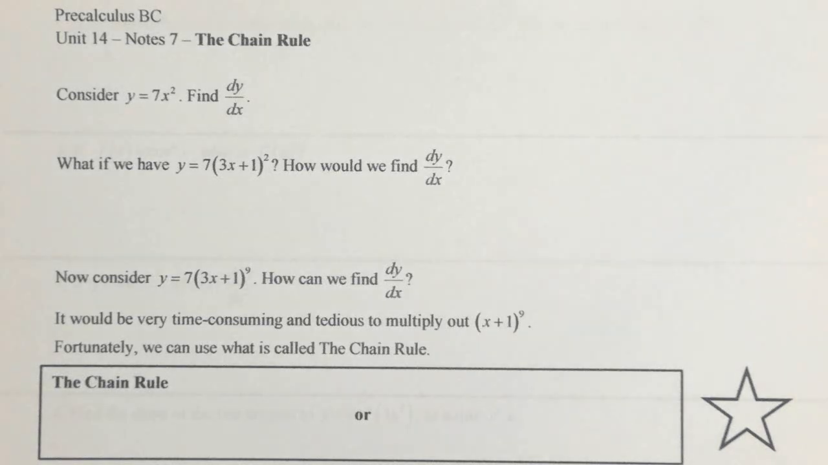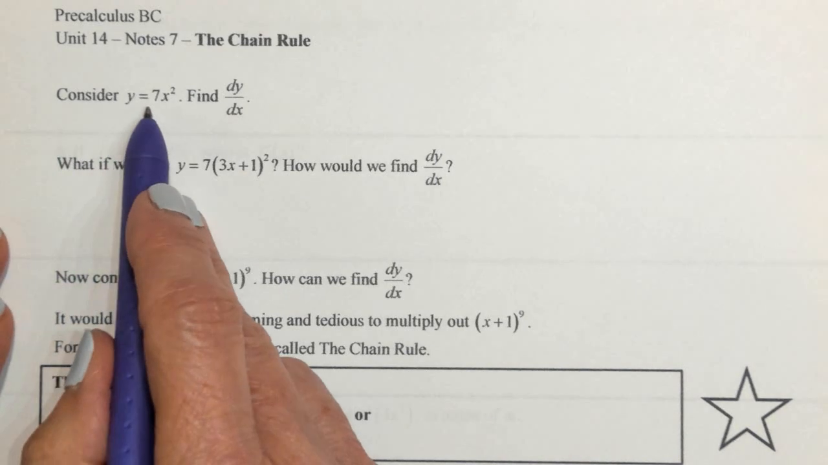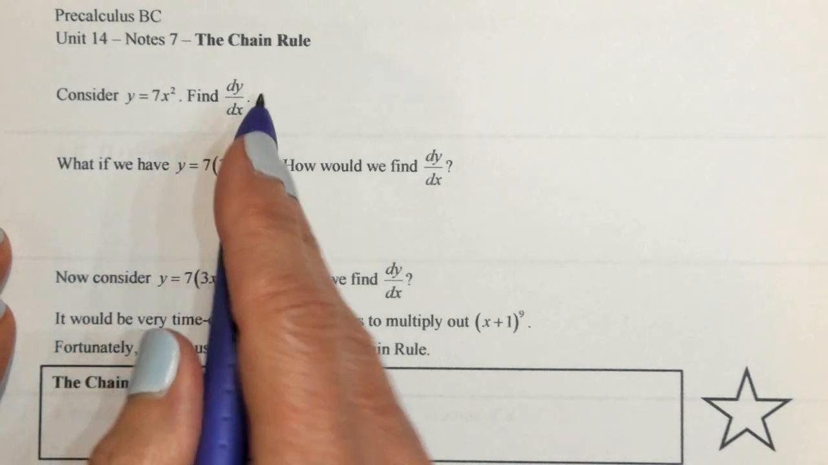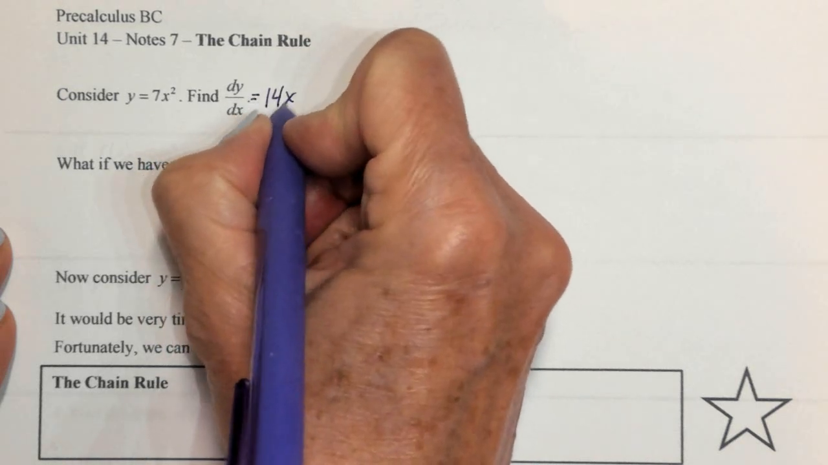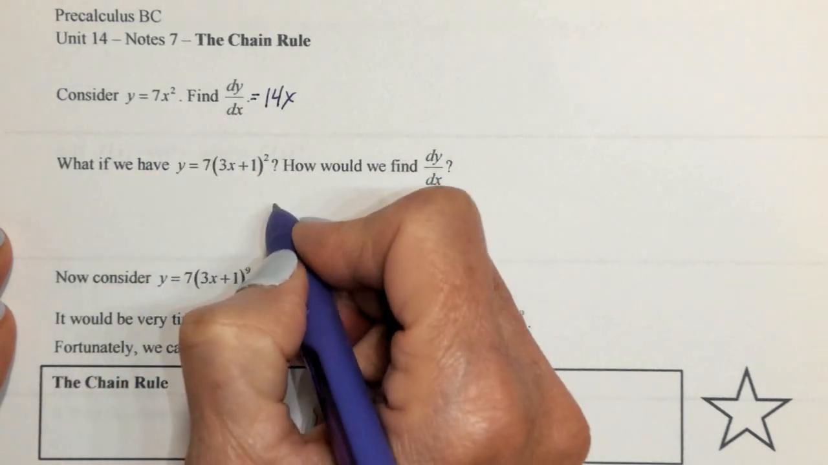Today we're talking about the chain rule for derivatives. Let's consider this function, y is equal to 7x squared. Let's find the derivative. Easy peasy. That derivative would be 14x.